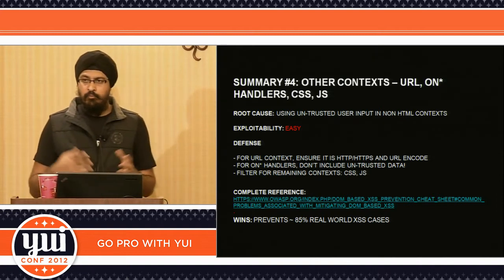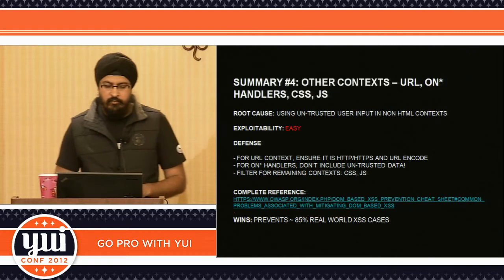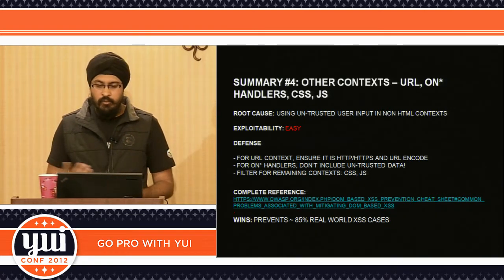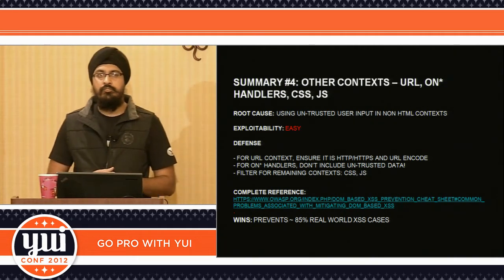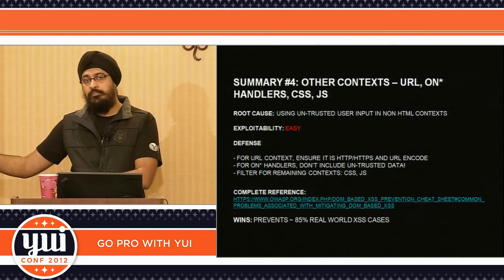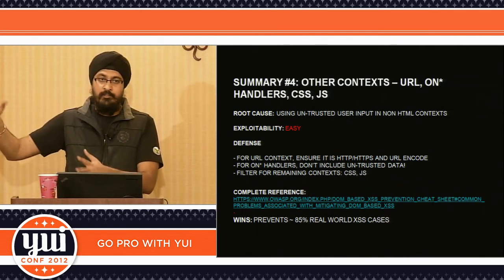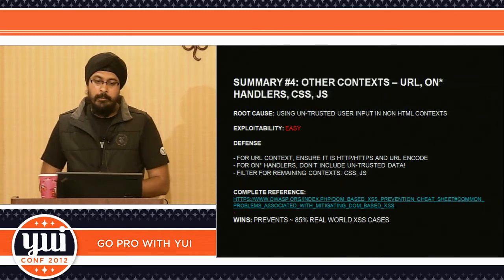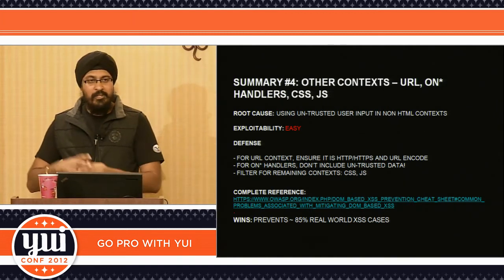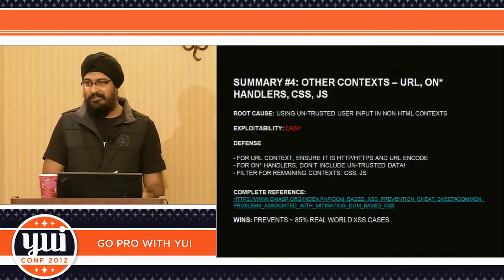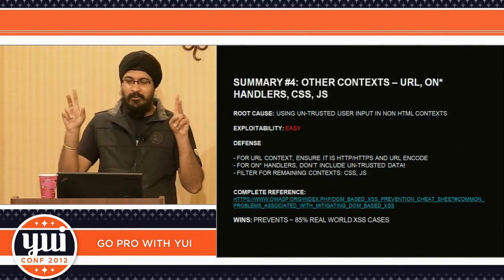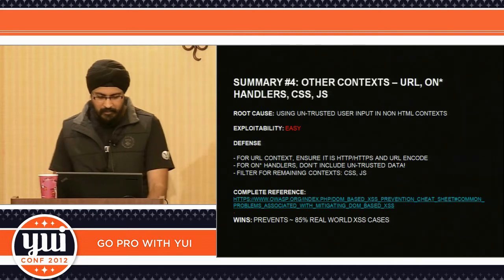But at a higher level, the most common abuse cases are these. If you have a URL context, if you are taking in user-generated URLs, then always ensure it begins with HTTP or HTTPS. And also URL encode it, because there's another security issue that happens when you do not encode it. So that's one. And second is on handlers. Don't include untrusted data into on handlers. Include it within the JavaScript directly, and it should be quoted. That's the next demo.